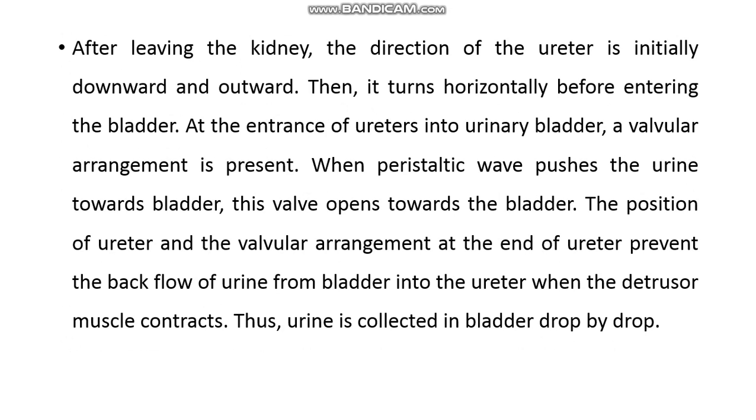Then what happens? After leaving the kidney, the direction of the ureter is initially downward and outward. Then it turns horizontally before entering the bladder. We have discussed that already. At the entrance of the ureters into the urinary bladder, a valvular arrangement is present. When the peristaltic wave pushes the urine towards the bladder, this valve opens towards the bladder. The position of the ureter and the valvular arrangement at the end of the ureter prevent the backflow of urine from the bladder into the ureter when the detrusor muscle contracts. Thus urine is collected in the bladder drop by drop.